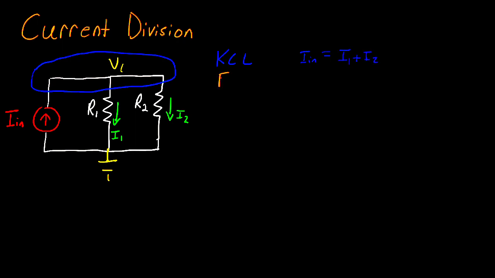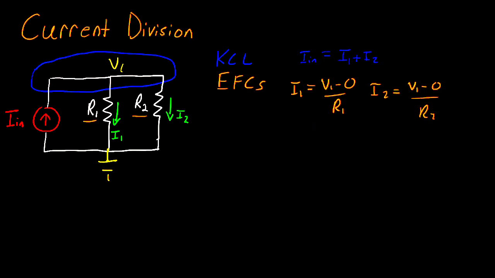The next thing I'm going to do is write the equations for my components. And in this case, I have two components I have to write the equation for, and that's going to be two Ohm's law equations for R1 and R2. Beginning with R1, we can write that I1 is equal to V1 minus 0 divided by R1, and we have that I2 is equal to V1 minus 0 divided by R2.